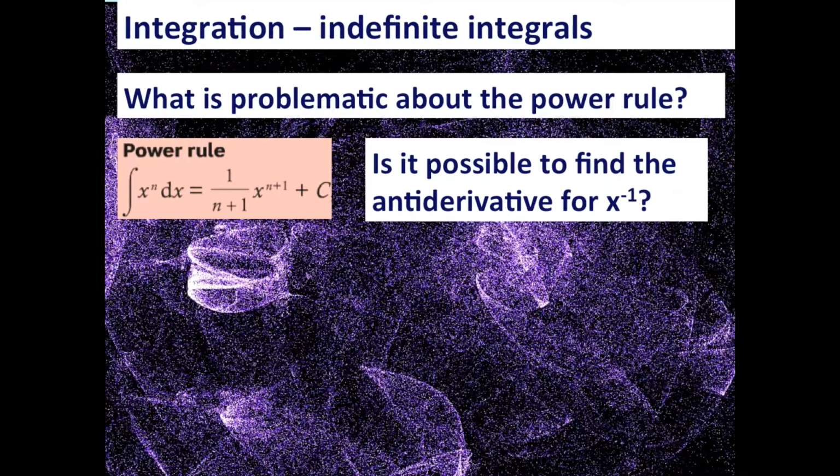The question then is, what happens if we have a value of negative 1? So if we have x to the power negative 1, if we follow this rule, we would say x to the negative 1 plus 1. So this would be x to the 0. So that's not necessarily problematic, because that would just be 1. But here we've got 1 over n plus 1. Now if n is negative 1, this is going to be 0, which means that this whole solution is going to be undefined, which is problematic.